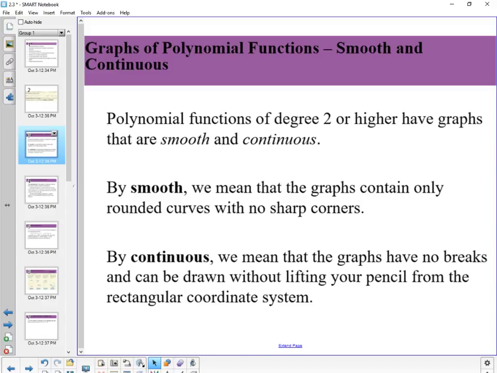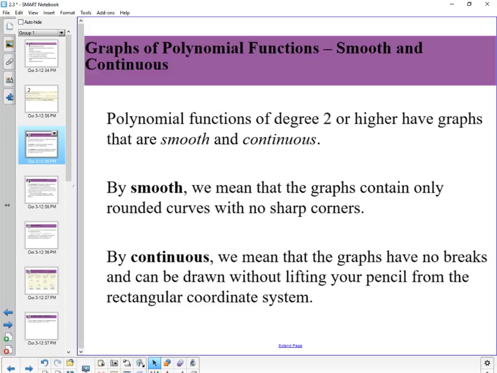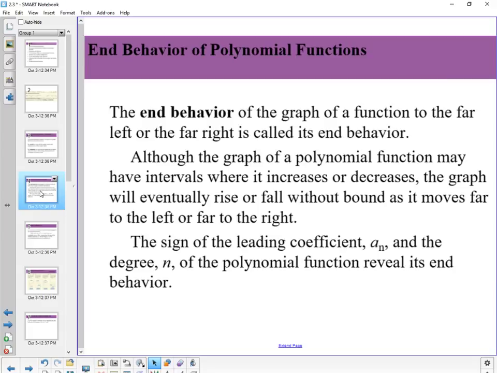So when we're talking about smooth, well that's horrible, but you get the point, right? Smooth and continuous. Do I need to say more? No. Moving on then. End behaviors.